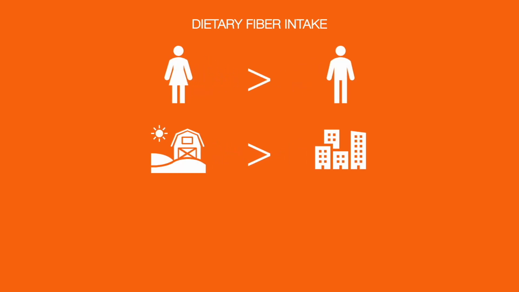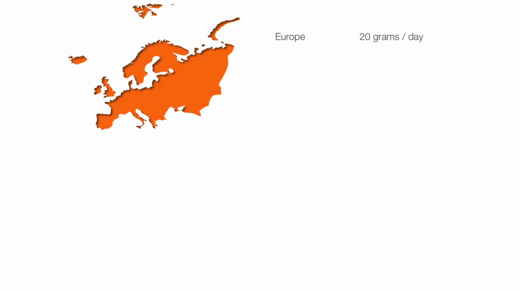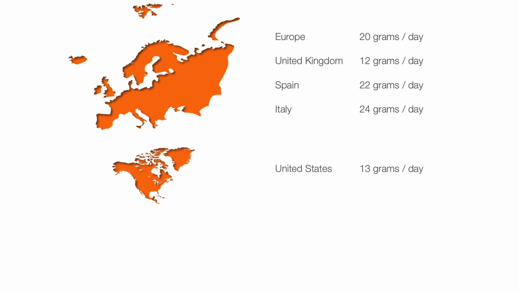In general, the consumption of dietary fiber is higher in women than in men, higher in rural than in urban areas, and higher in poor countries than in rich countries. The average consumption of fiber in Europe is around 20 grams per day, although this can vary greatly from one country to another. While in the United Kingdom, the average consumption is only about 12 grams per day. In Spain, this consumption is 22 grams per day. And in Italy, it rises to about 24 grams per day. In the United States, fiber consumption is low, at around 13 grams per day.